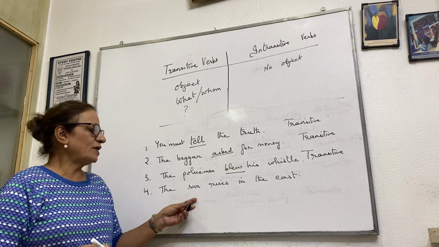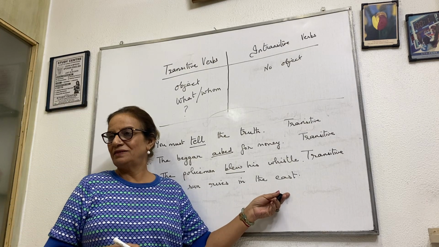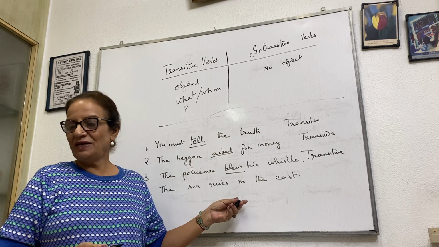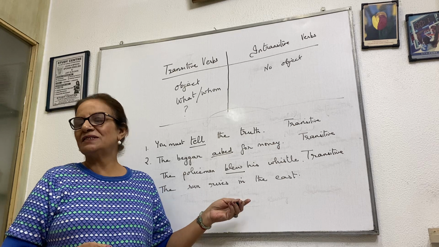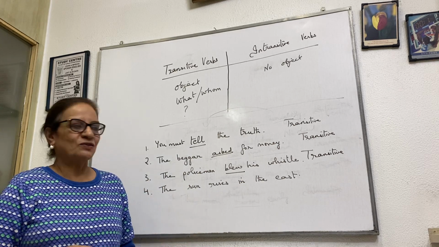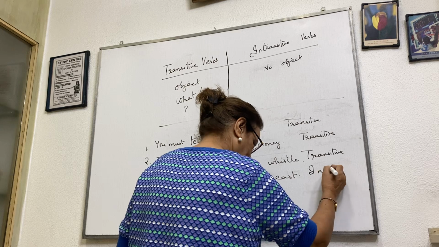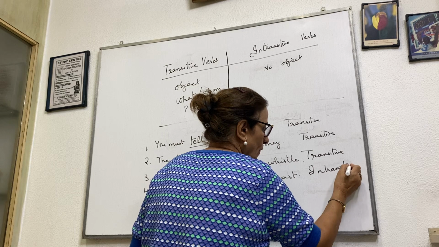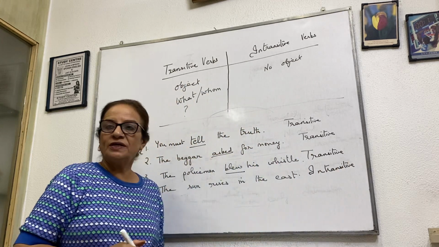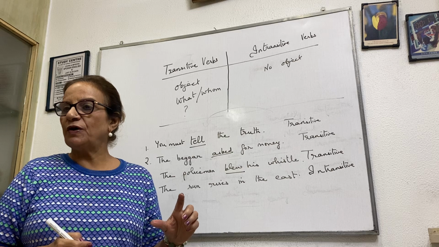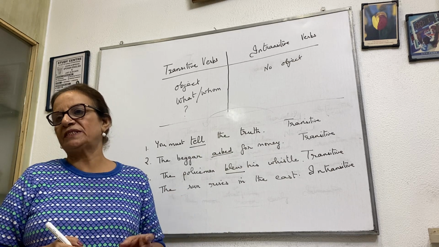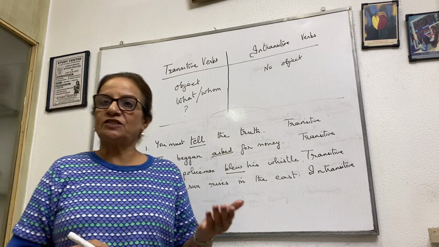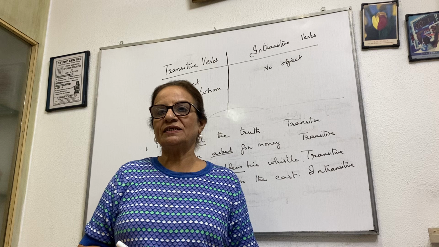Next one, the sun rises in the east. Sun what? We don't know. So it is telling about the sun itself. So it is intransitive. In this way, if you identify the verb first and ask the question from the verb itself, you will come to know if there is an object or not. And if there is an object, it is transitive, and if there is no object, it is intransitive.